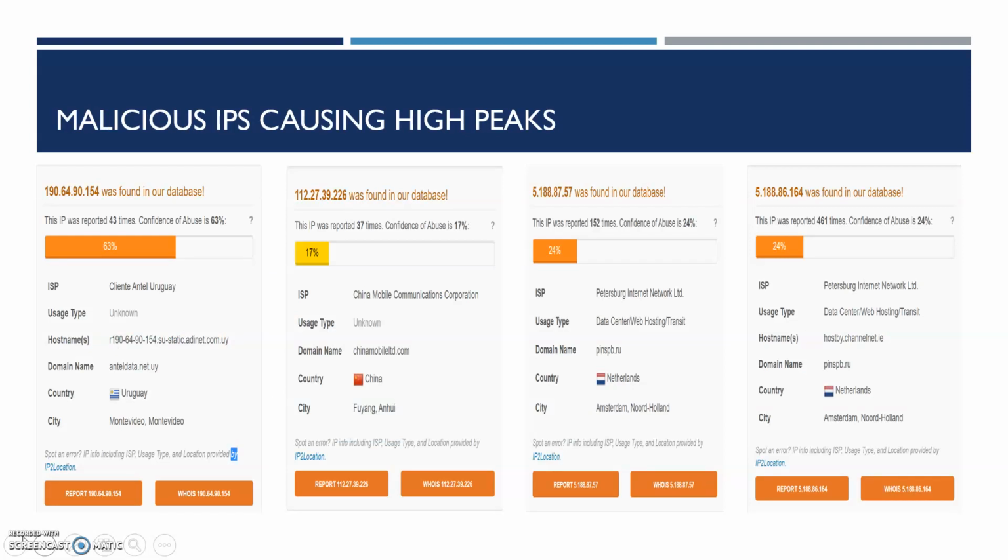I looked at those IP addresses on AbuseIPDB, and what I found was that each one of them was reported for malicious activities. One of them was from Uruguay, another one China, and two of them were from the Netherlands. As you can see, the last one here on the right-hand side was reported 461 times with a confidence of abuse rate of 24%.